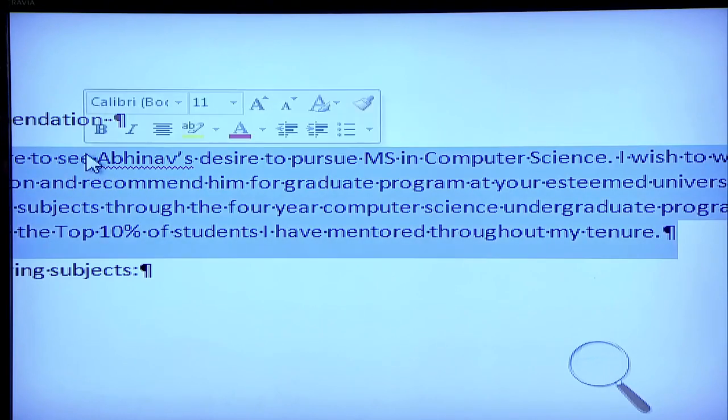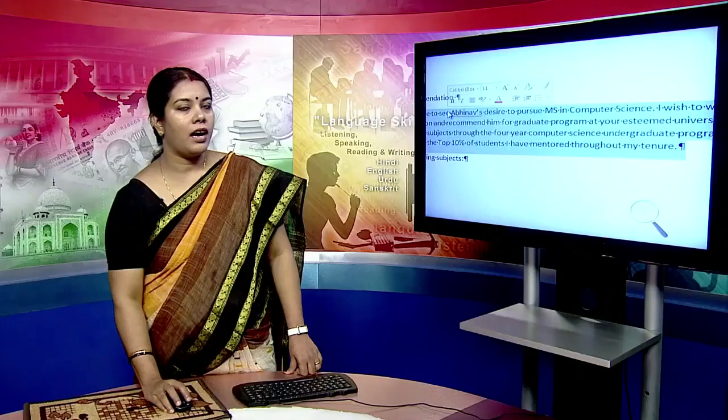Let's say I have to select a particular paragraph. I can triple click on this paragraph and the whole paragraph gets selected. We've already discussed how you can use the shift key with the arrow keys to select a particular word, a combination of lines, a paragraph, or the whole document as well.